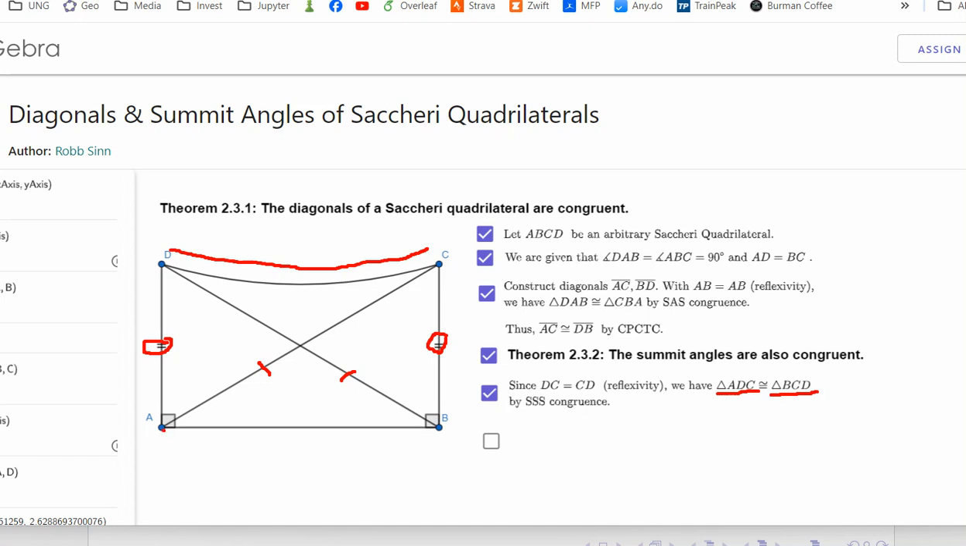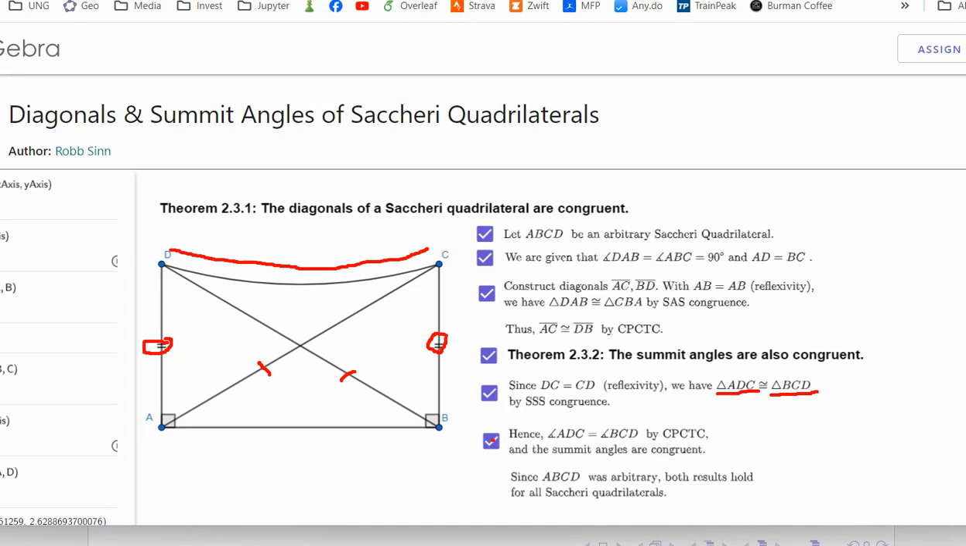So ADC is congruent to BCD. And yeah, the marks on the triangle are getting a little ugly, but that is side-side-side congruence. Now, because those triangles are congruent, and because congruent parts of congruent triangles are also congruent, we get that angle ADC is congruent to, or the measure of it is equal to, the measure of angle BCD. That's what we wanted. Those were the summit angles.